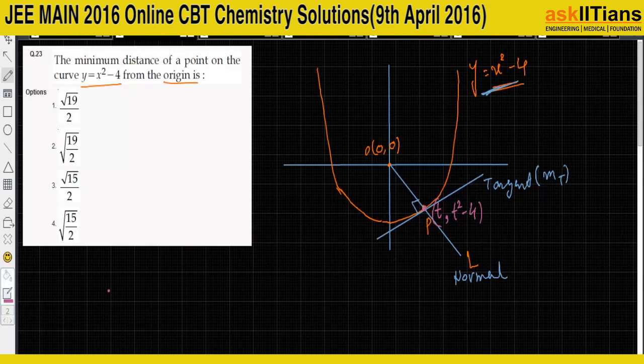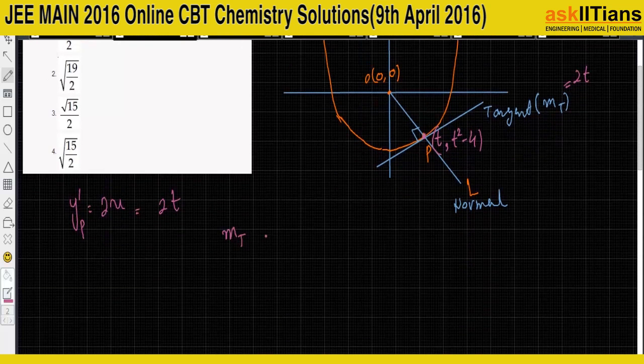Let me find the slope of the tangent first. What will be the slope of the tangent? Let me differentiate. So y dash is 2x, and I want the slope at point P, which will be 2t. So the slope of the tangent is 2t. What will be the slope of the normal? The slope of the normal will be minus 1 by 2t. I know that the slope of normal into the slope of tangent will be minus 1.